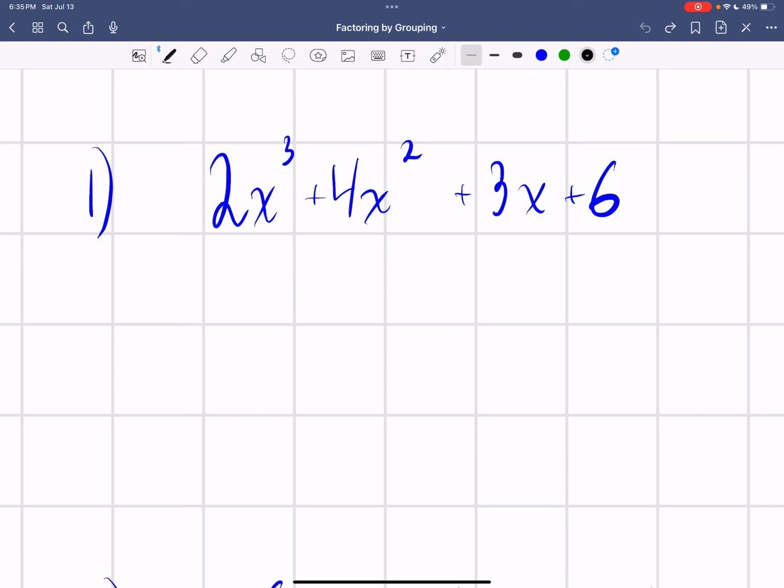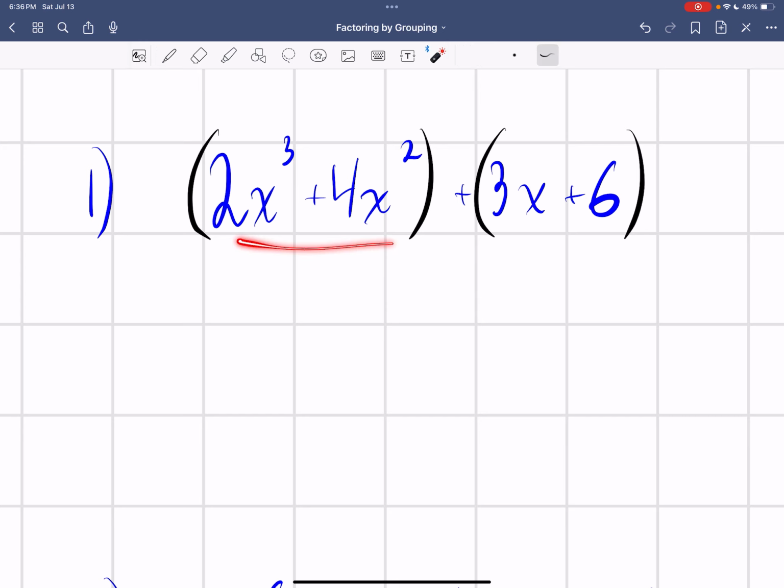So the way we do this is we put the first 2 terms in parentheses and we put the second 2 terms in parentheses. And this is why the technique is called factoring by grouping. We're grouping up the first 2 terms and we're grouping up the second 2 terms. Our next step is to factor out the greatest common factor, or GCF, from both groups.